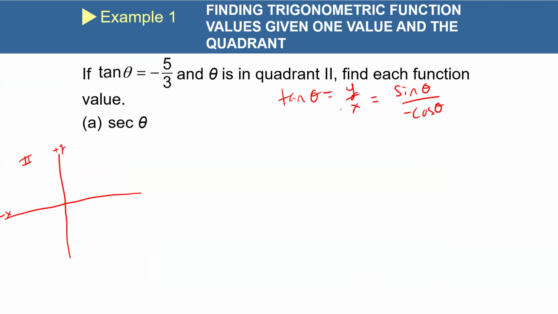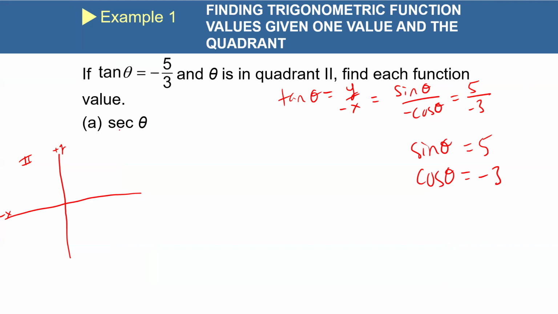Because if I'm in quadrant 2, my sine is going to be positive, my cosine is going to be negative. Yeah? All right, next. From here, it gave us our values. What's in the numerator? What's in the denominator? And the negative applies to the 3. So from here alone, we know that sine theta of this angle equals 5, and cosine theta of this angle equals negative 3.